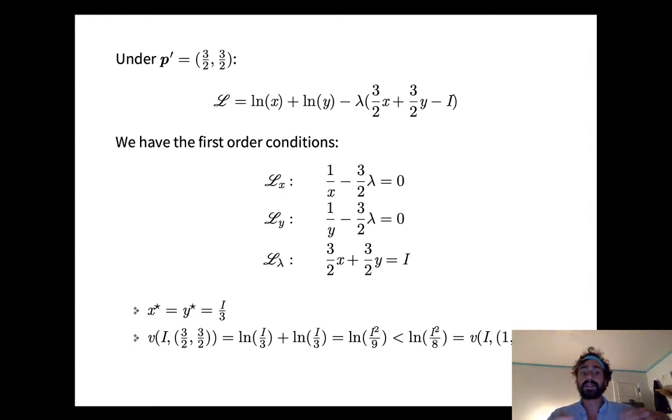You spend equal amounts on the two goods, and you get the same amount of both of them. Now, the indirect utility associated with x star and y star equaling I over 3 is log of I over 3 plus log of I over 3, which is equal to the log of I squared over 9. And I squared over 9 is less than I squared over 8. And the log is a monotone function. So the consumer prefers the unequal prices. The consumer prefers the price regime 1, 2 over the price regime 3 halves, 3 halves.